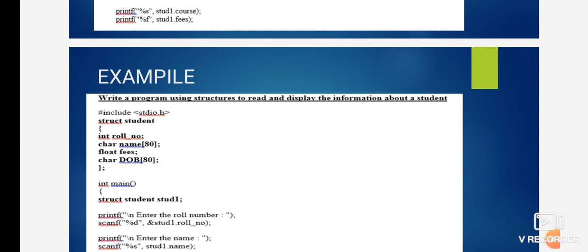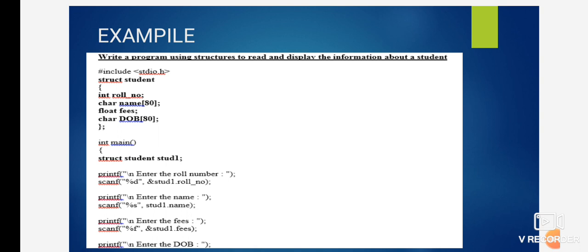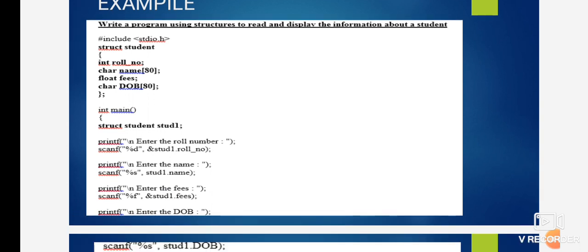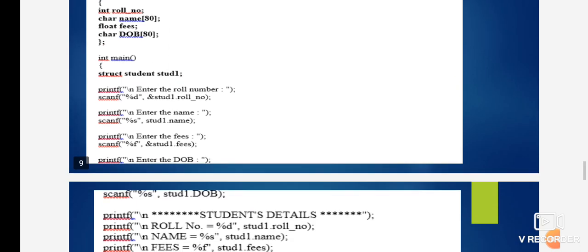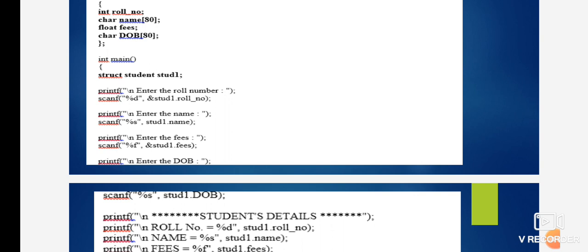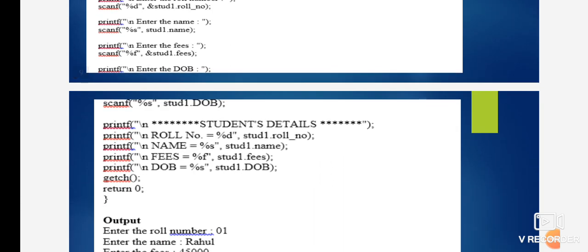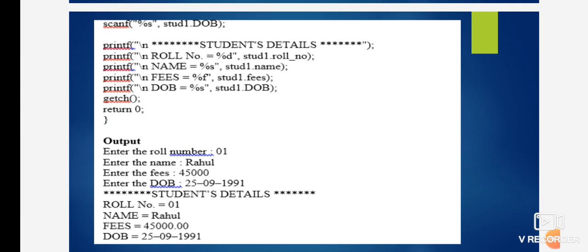Here is an example of a structure to read and display the information about a student. First we use the header file hash include stdio.h, structure student, integer roll number, character name, float fees, character date of birth, size is 80, right? Then we declare the main function, integer main, structure student 1. Then we enter the student roll number, name, course as well as fees and the student date of birth. Then printf the student details: roll number, name, fees and date of birth, getch, return 0.